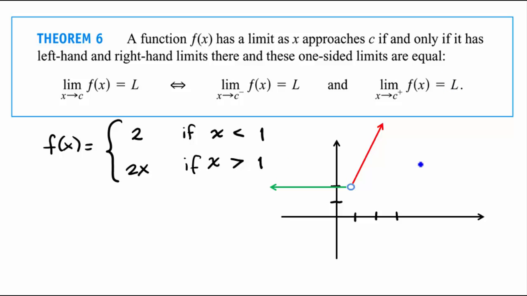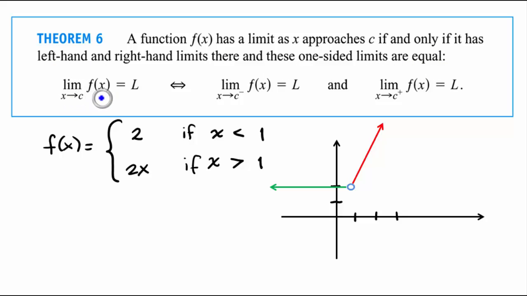Let's look at how we extend the limit concept into the use of one-sided limits. A function f has a limit as x approaches c if and only if its left-hand and right-hand limits exist and are equal to each other. So what does that mean?